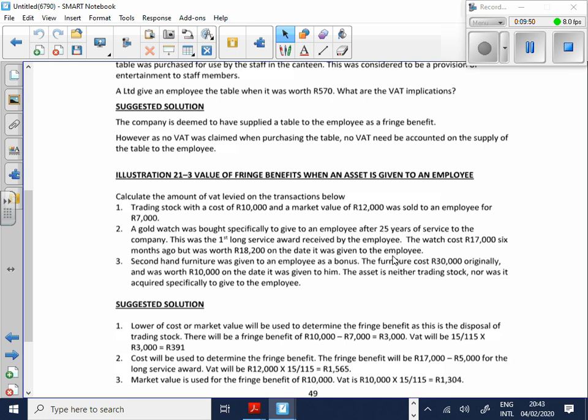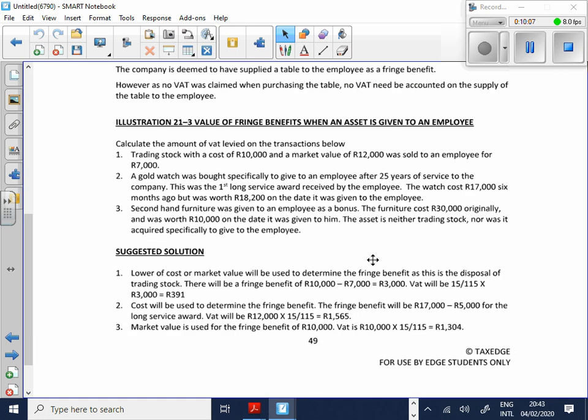What's the rule if it's other? Market value times 15 over 115. And remember, it's always the market value including VAT, because we're doing times 15 over 115. Are you guys comfortable with that? Okay. Next one.